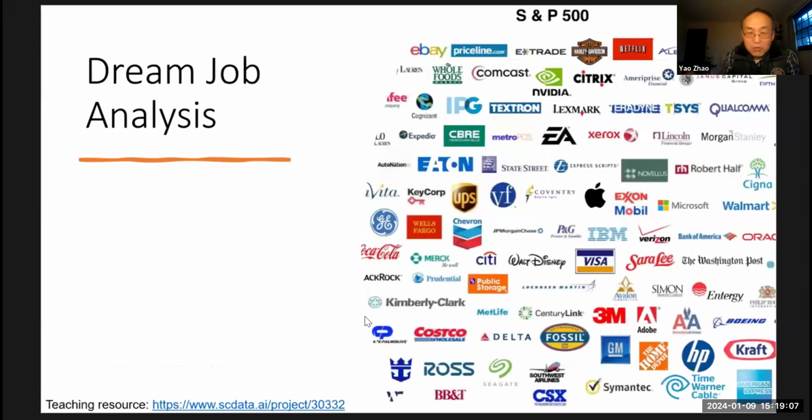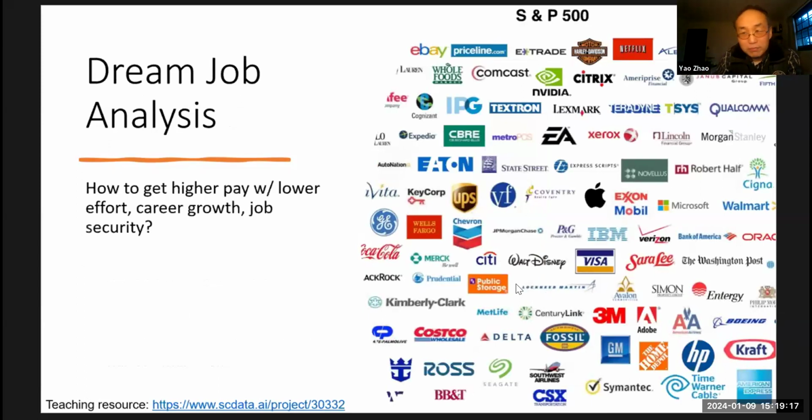Now, the last module I want to share today is called the dream job analysis. Many students want to know how to find a dream job, defined by higher pay and lower effort. The job also has career growth opportunity and job security. When I first taught this module, people thought this was a scam, but it is not. It is actually achievable using data analytics. You just have to answer three questions.